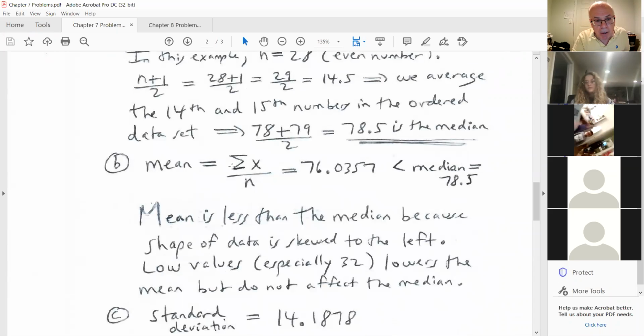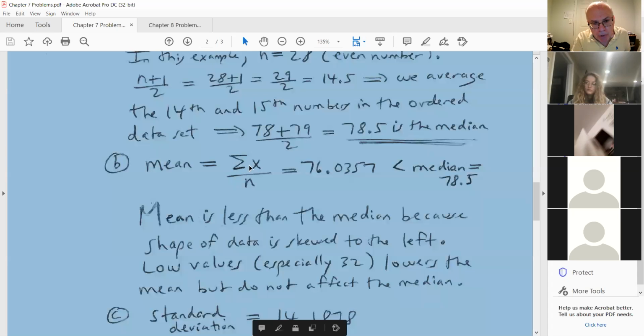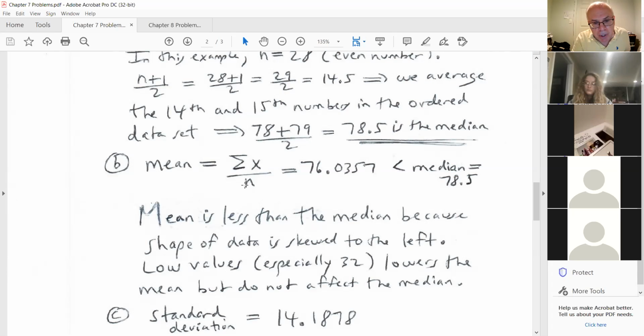This kind of wiggly looking symbol here means sum. So when you see this symbol, it has the X afterwards. The X represents the variable. So what it's saying to do is add up all the numbers for that variable. So this says add them all up, and the small n in the denominator is the sample size. That's the number of numbers in the data set.